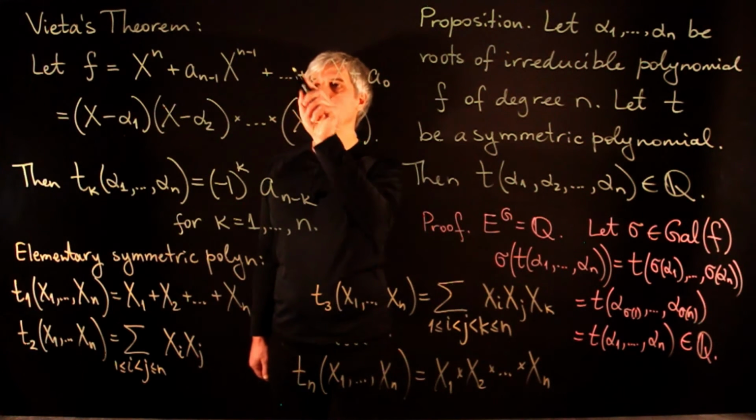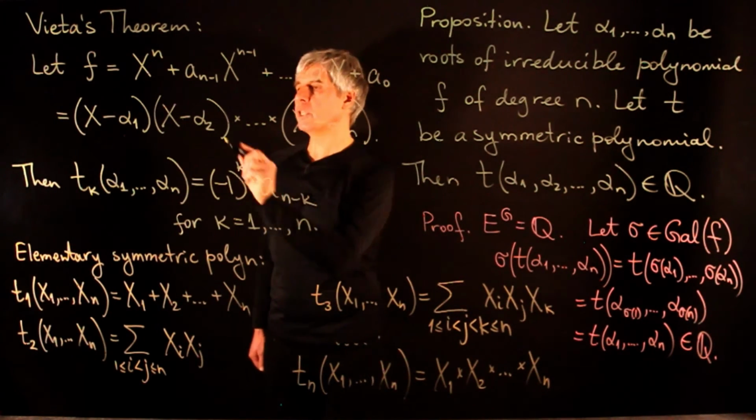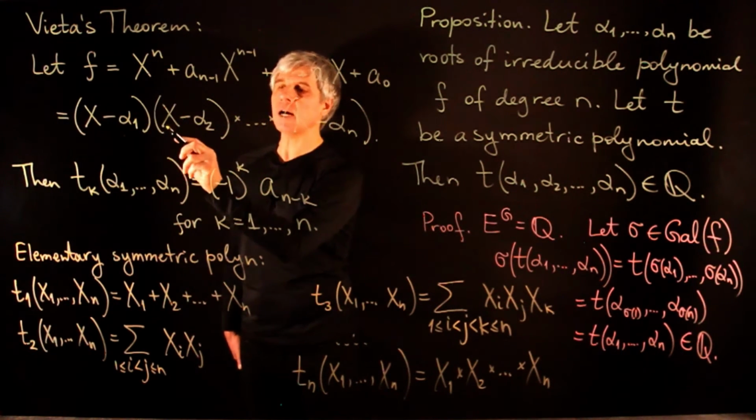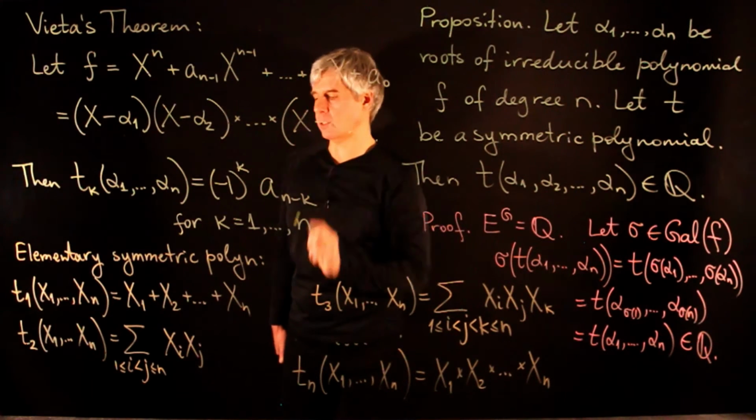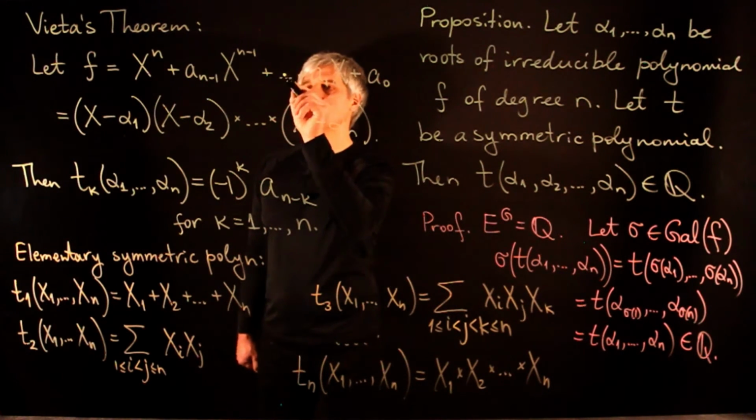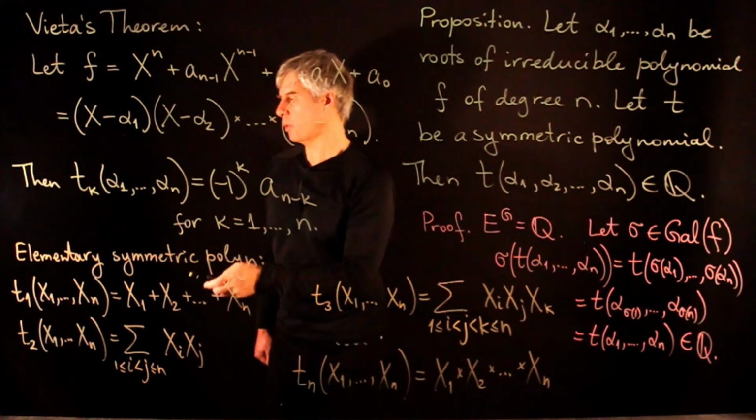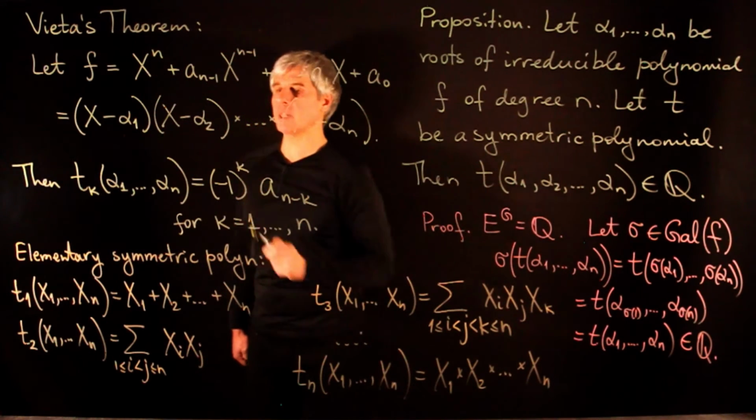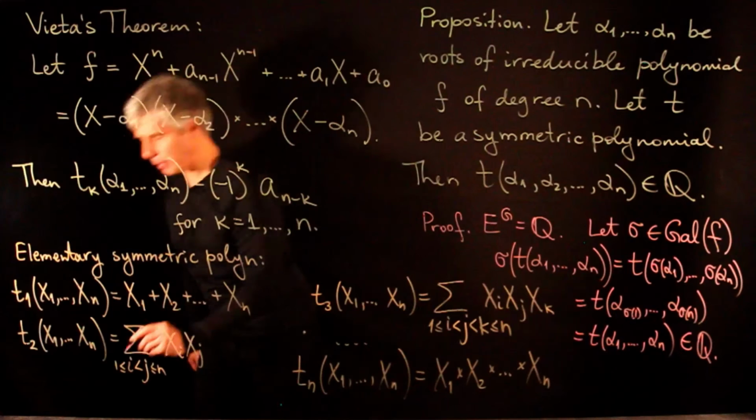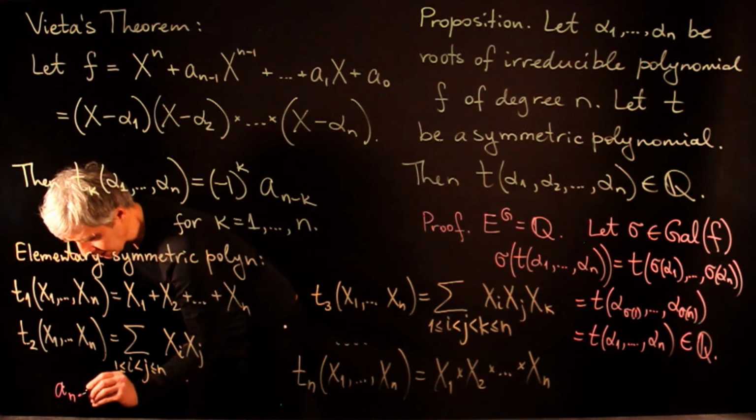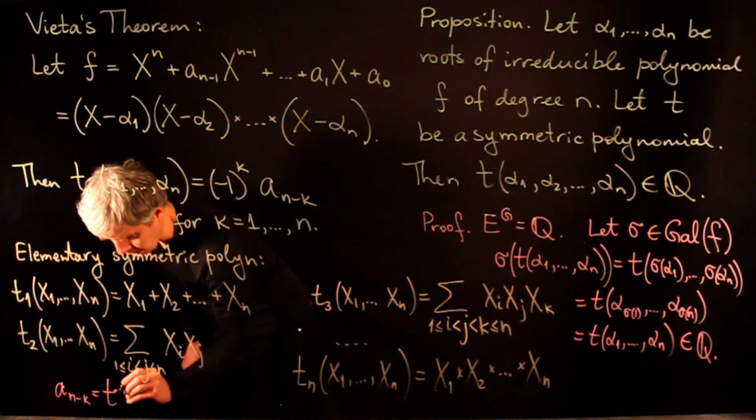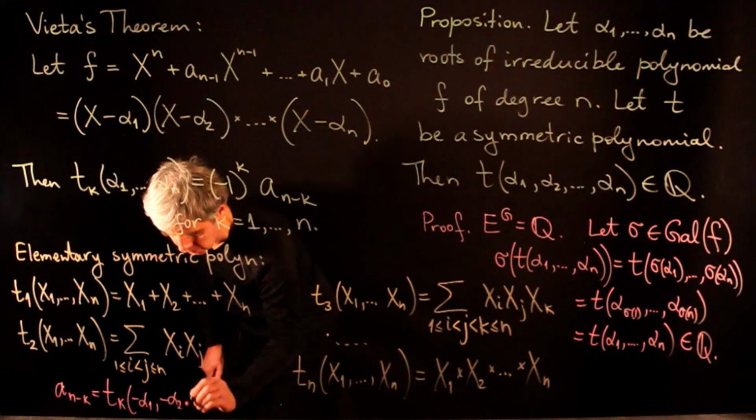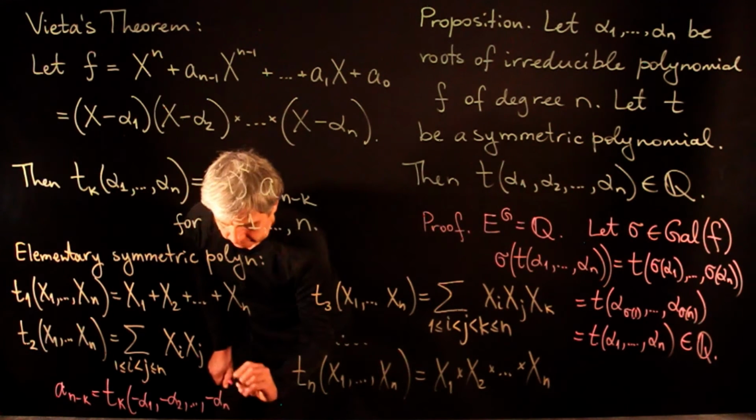Likewise, when we compute the coefficient at x^{n-2}, we need to pick two factors out of these n factors and take minus alpha_i and minus alpha_j from these two factors. And then we get that the coefficient a_{n-2} is equal to the value of the symmetric polynomial t_2 on the roots of the polynomial f. Perhaps to see this better, we could write that a_{n-k} is equal to t_k of minus alpha_1, minus alpha_2, ..., minus alpha_n.